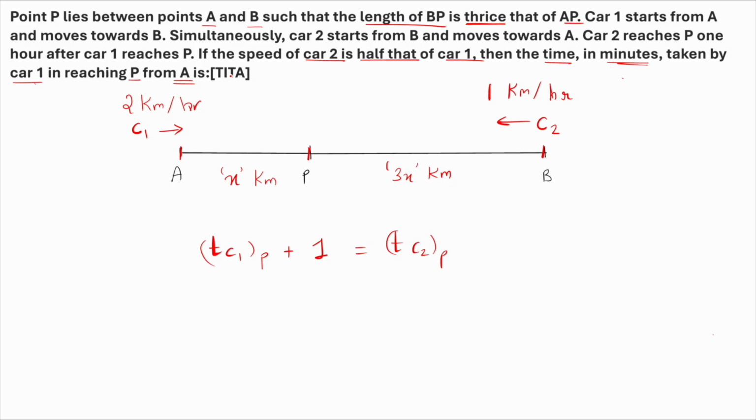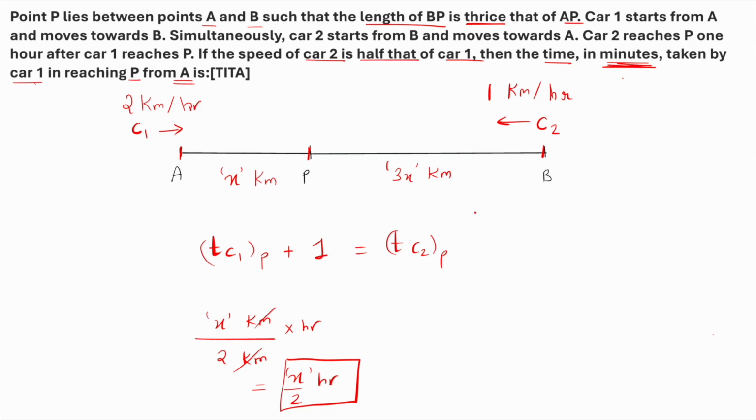So the time that car 1 takes to reach from A to P is the distance x kilometers upon the speed, 2 kilometers per hour. Kilometers gets cancelled, and my answer will be x by 2 hours. So what I want to simply find out is the value of x by 2, and that I will find in hours. I need to convert that into minutes, so I'll simply multiply it by 60 to get the final answer.